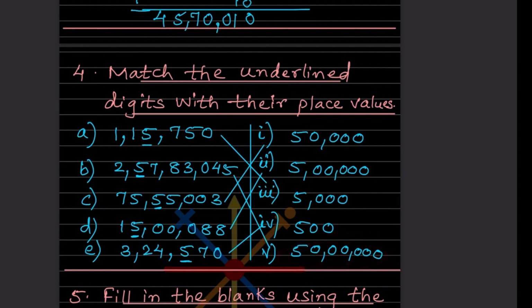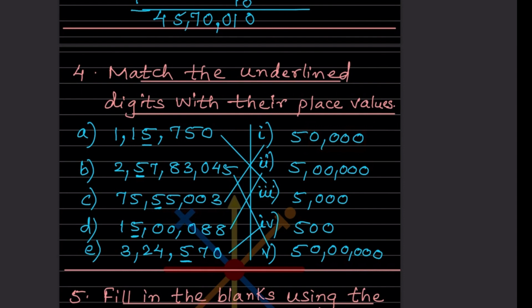Now look at here: ones, tens, 100, thousands, and this is 10,000. So you are going to multiply, because this 5 is underlined, 5 into 10,000. So this is going to be 50,000. Again you will see the number of zeros. This is the other way: 1, 2, 3, 4. We are going to put 4 zeros after 5.